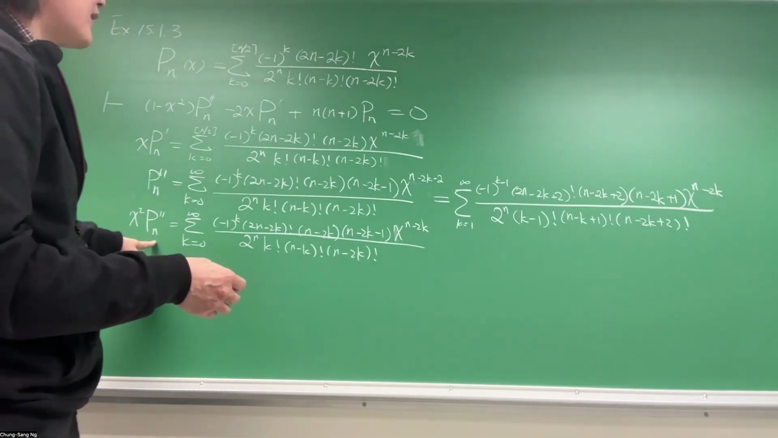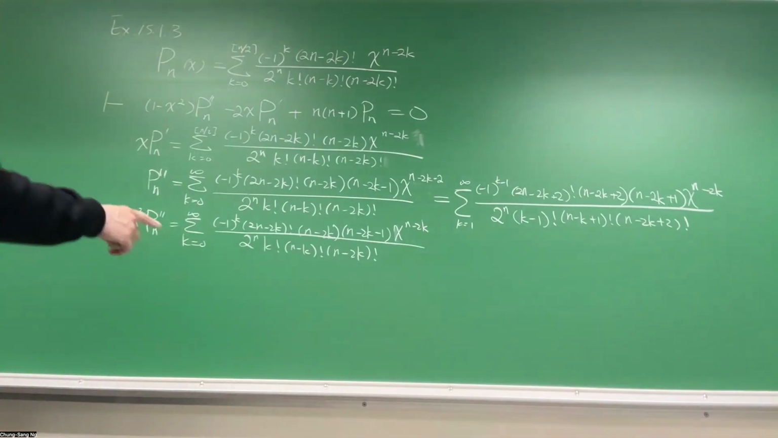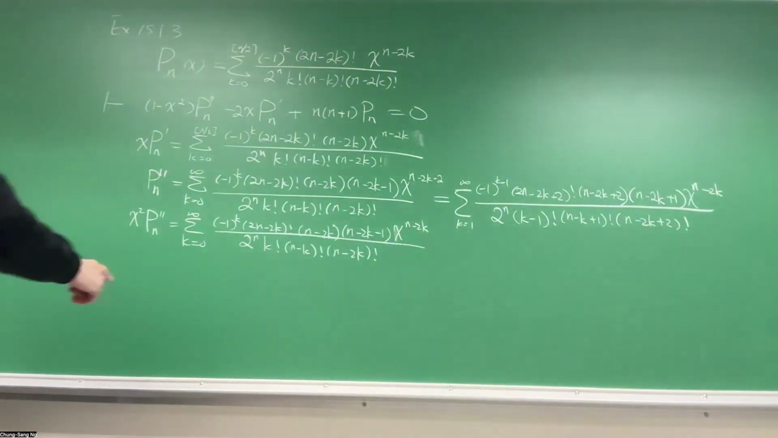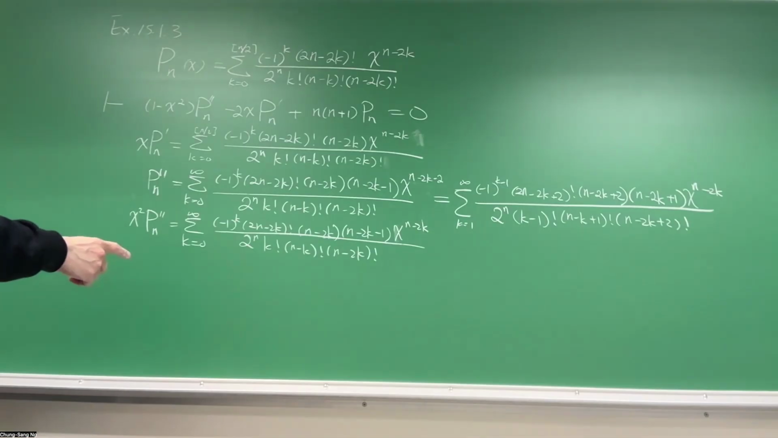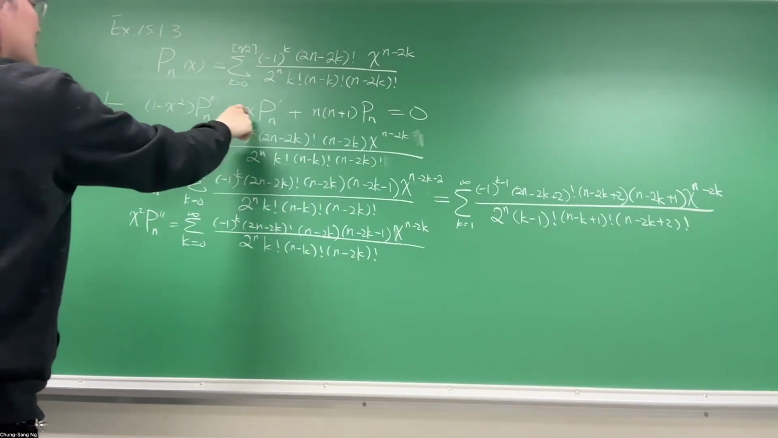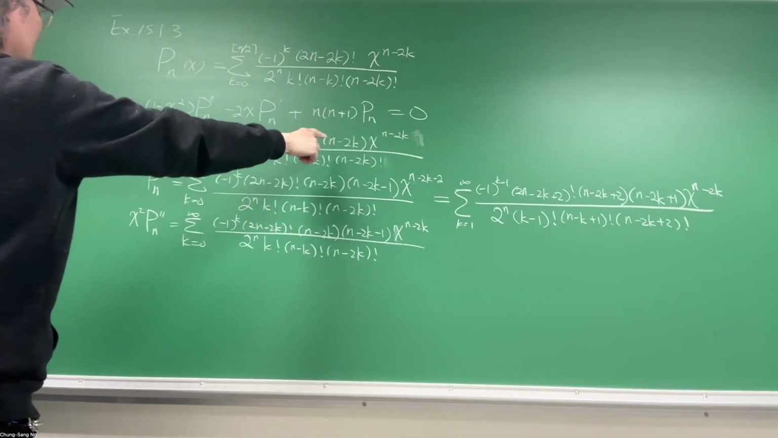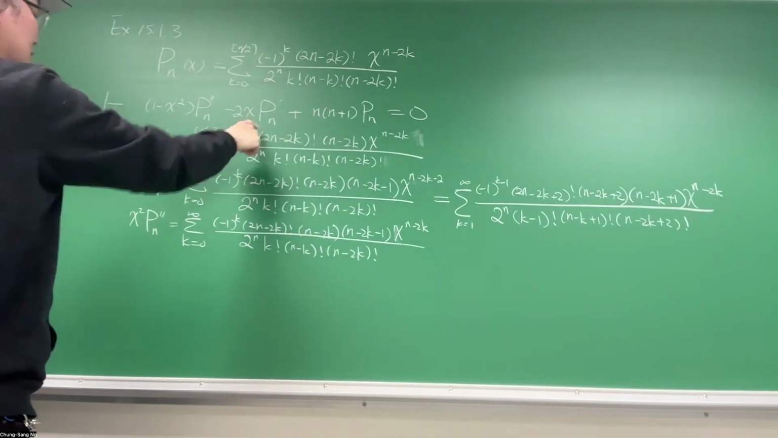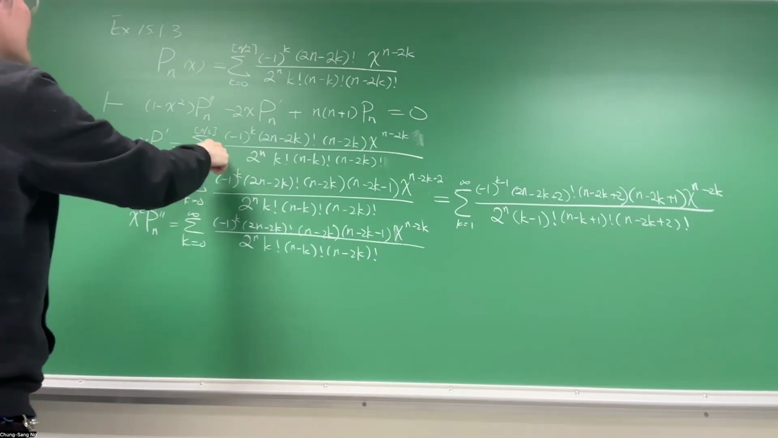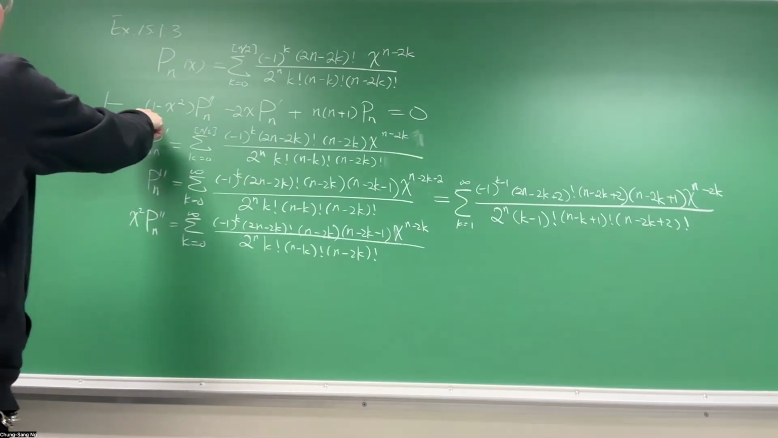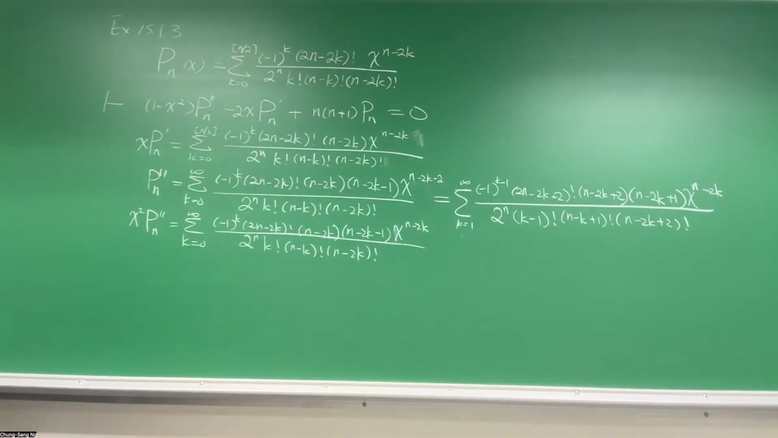Now come to the final part, see if everything cancels. Now all the terms are in the same power of x to the n minus 2k. So you can just compare the coefficient except the boundary term, the lowest term. So you have 4 terms. They all start with 0, but this term starts with 1. So for the 0 one, you need to treat it separately.